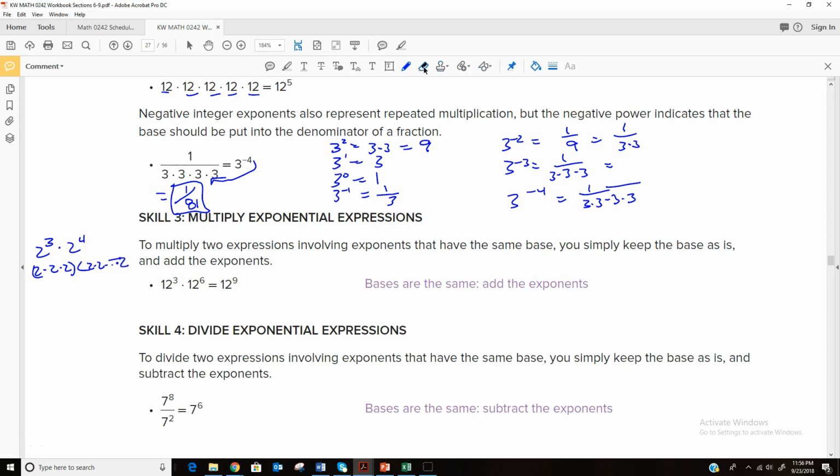Oh, that got messed up a little bit. Let me fix that. Kind of had a little glitch there. Times 2. Then in the end here, we have 7 factors of 2.